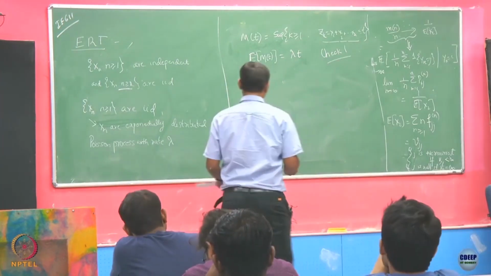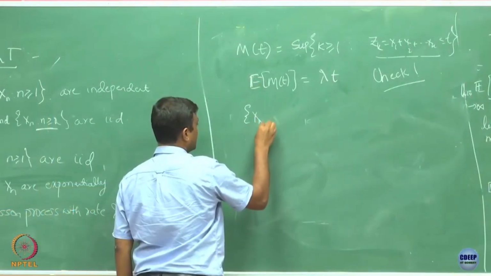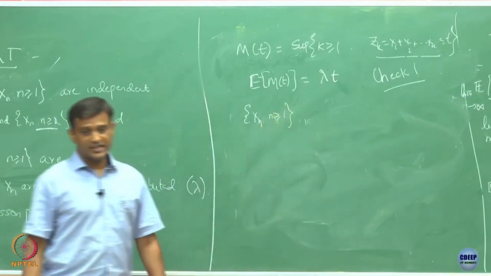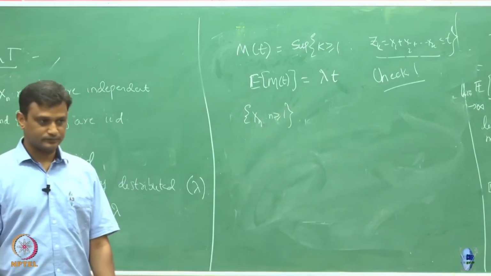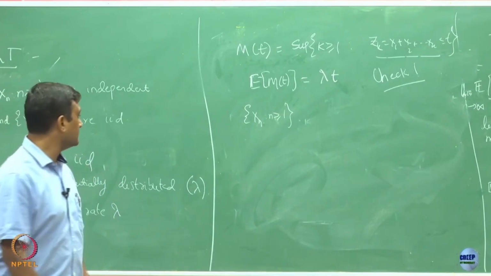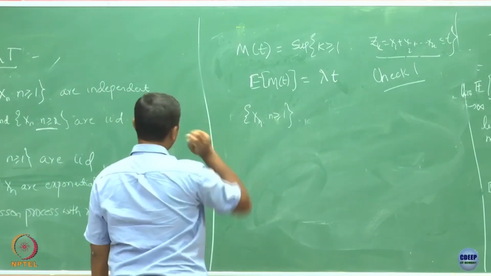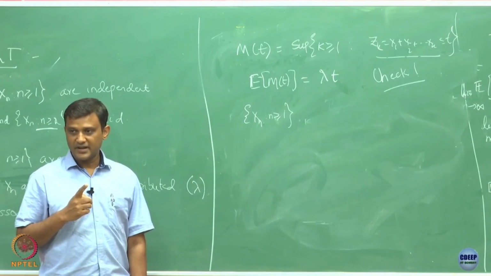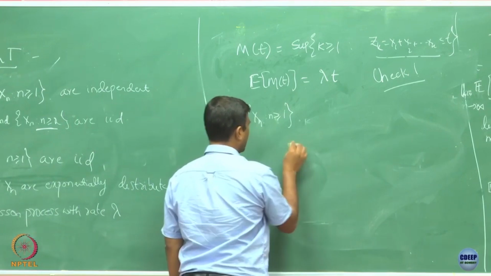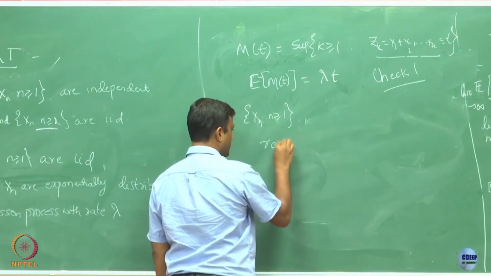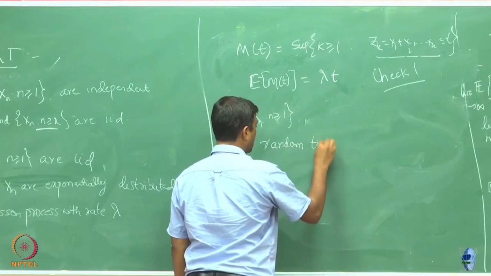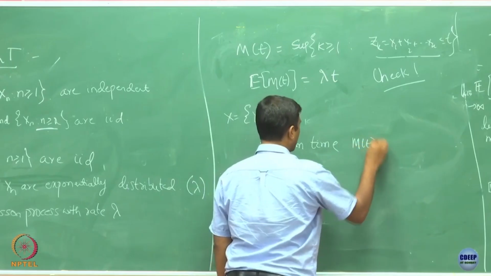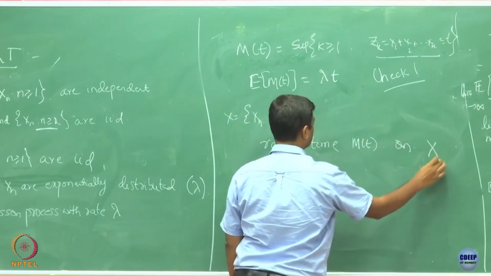Another thing for a Poisson process, let us say these are my lifetimes, right? With respect to this lifetime process, I can define a stopping time. That stopping time is m of t. Sorry, not a stopping time, I am going to define a random time m of t on X.